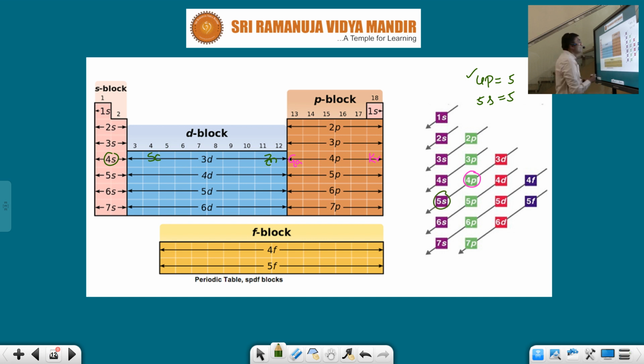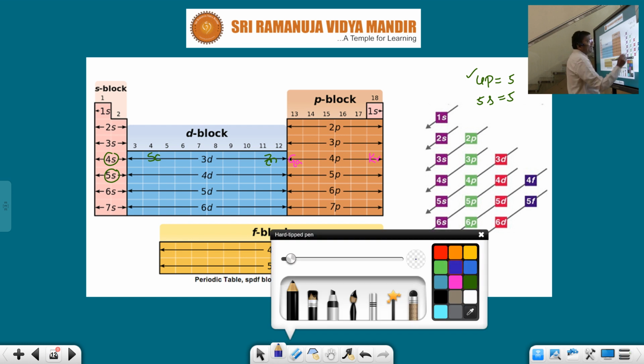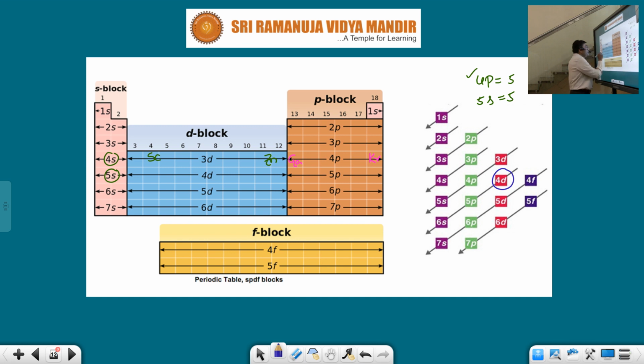Now next, what is filled? 5s is filled. What are the 5s elements? Rubidium and strontium. Students, after 5s, what is filled? After 5s, 4d is filled. So 4d is yttrium to cadmium. Yttrium is 39, cadmium is 48. Very interesting, right? After that, 5p.